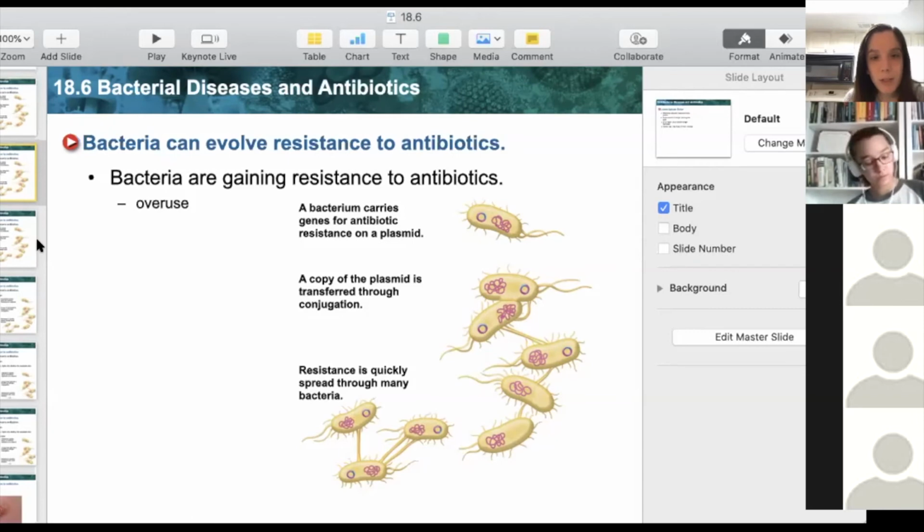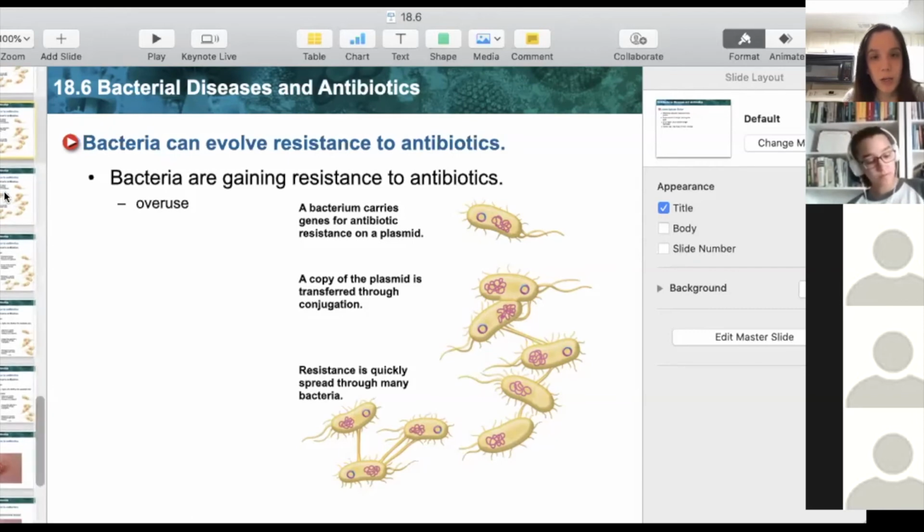So this happens in several ways. We can cause this to happen by overusing antibiotics. If we use too many antibiotics, then we'll have more bacteria that can get immune to the antibiotics that we use. This can happen through underuse too.